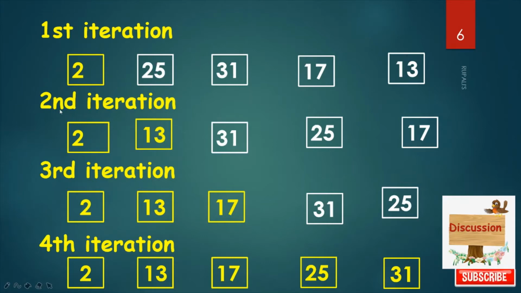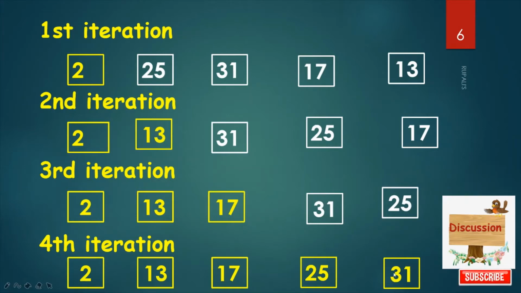In the second iteration, 3 comparisons are required: second with third, second with fourth, and second with fifth. In the third iteration, it is 2: third with fourth and third with fifth. And in the fourth iteration, it is 1, that is fourth with fifth.